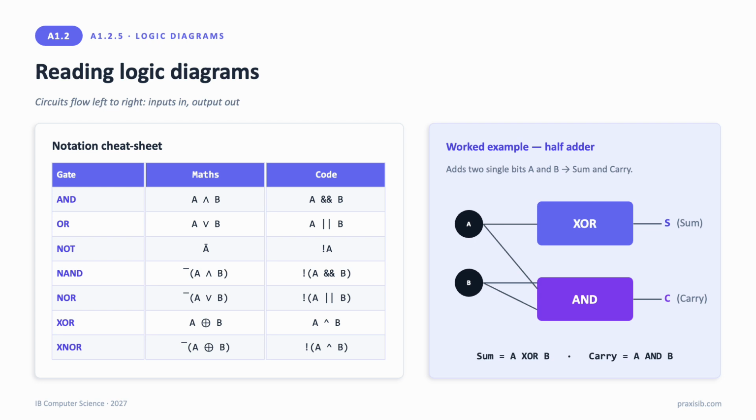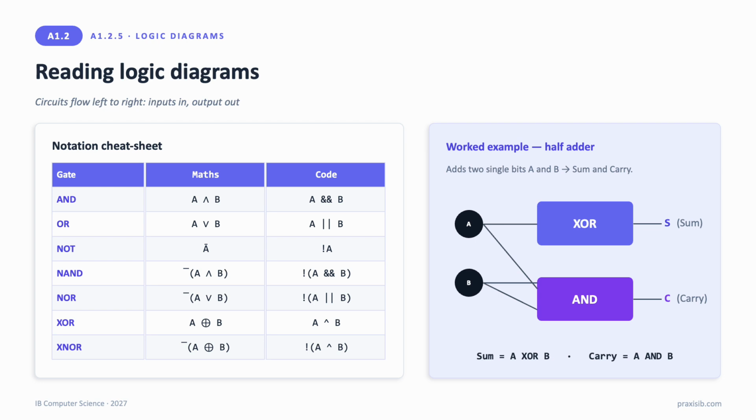Let's read a real circuit together, the half adder. A half adder does the simplest possible arithmetic. It adds 2 single bits together. When you add 2 bits, you can get a result that needs 2 outputs, the sum and the carry, which is the bit you carry over, just like carrying the 1 when you add in normal math.